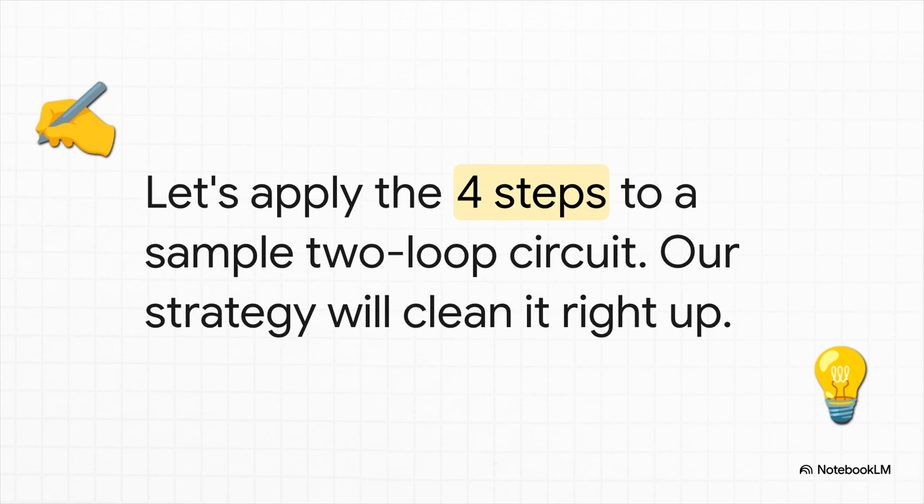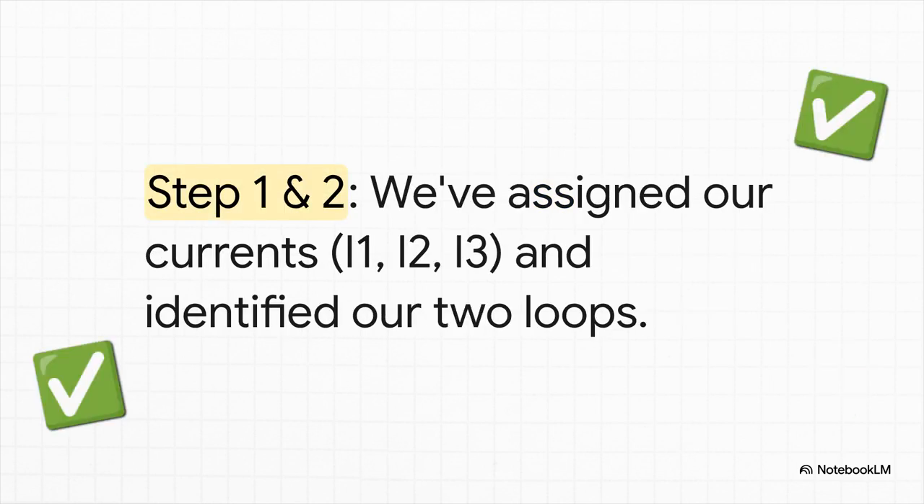So we're going to apply our strategy to this little guy right here, a classic 2-loop circuit. We've got a couple batteries, 3 resistors. It looks a little messy, but trust me, our 4-step strategy is going to make this totally straightforward. First things first, we've already knocked out steps 1 and 2. As you can see, we've drawn in our best guesses for the currents, I1, I2, and I3, and we've defined our 2 loops, loop 1 and loop 2, showing the direction we're going to trace them.